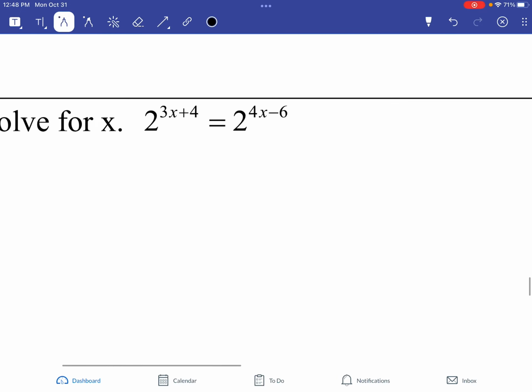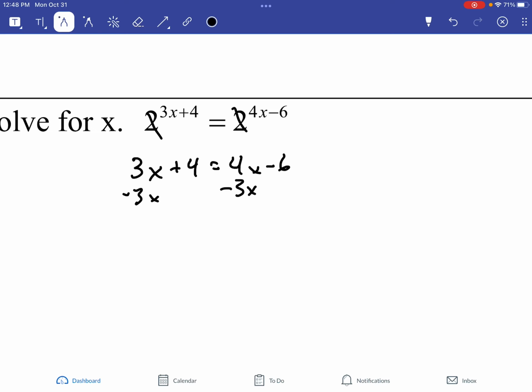Here, same idea, but the bases are already the same, so we can just get rid of those. So we just rewrite the exponents as the equation. I'm going to see how do I do this. I'm going to subtract 3x to make my life a little bit easier. Add 6 and get 10 is equal to x. And that's it.